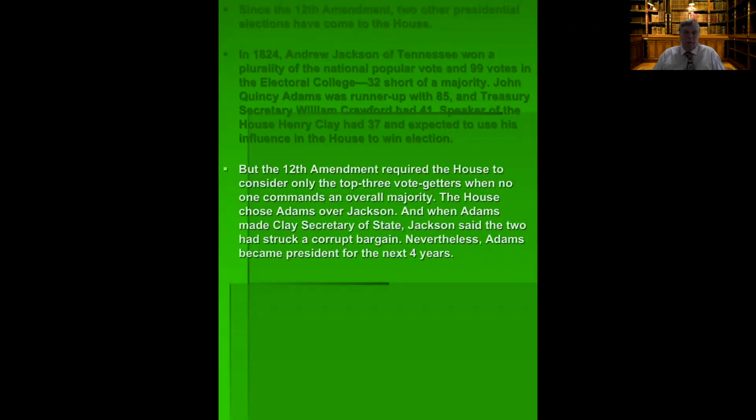But the 12th Amendment required the House to consider only the top 3 vote getters when no one commands an overall majority. The House, still controlled by the Democratic Republican Party, chose Adams over Jackson. And when Adams made Henry Clay the Secretary of State, Jackson said the two had struck a corrupt bargain. Nevertheless, Adams became president for the next 4 years.